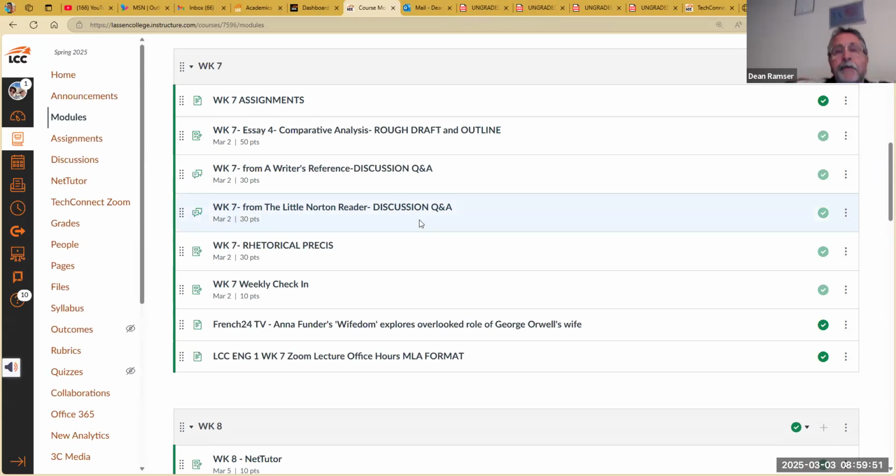We have the rough draft of the comparative analysis essay. Again, think about a Venn diagram where you have two things and you're looking at what is similar, how they overlap and how they're different. But also look at some of the themes that they may have in common and how those themes are explained differently in each essay. The rhetorical précis that you've done so far is invaluable.